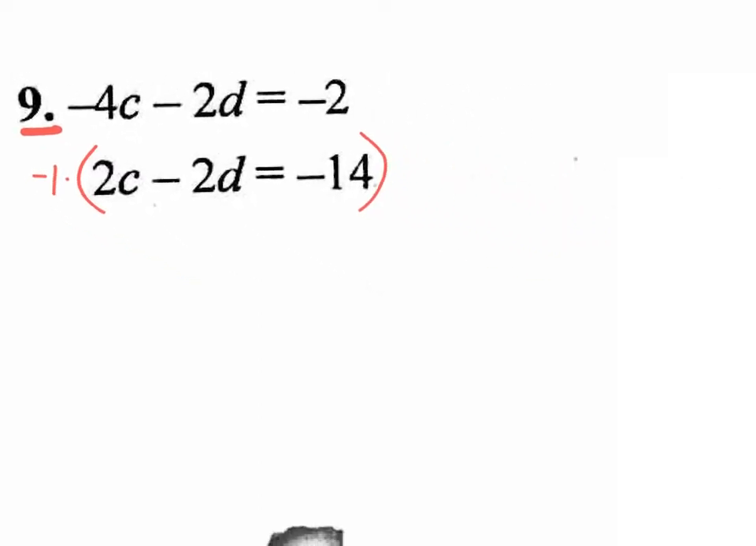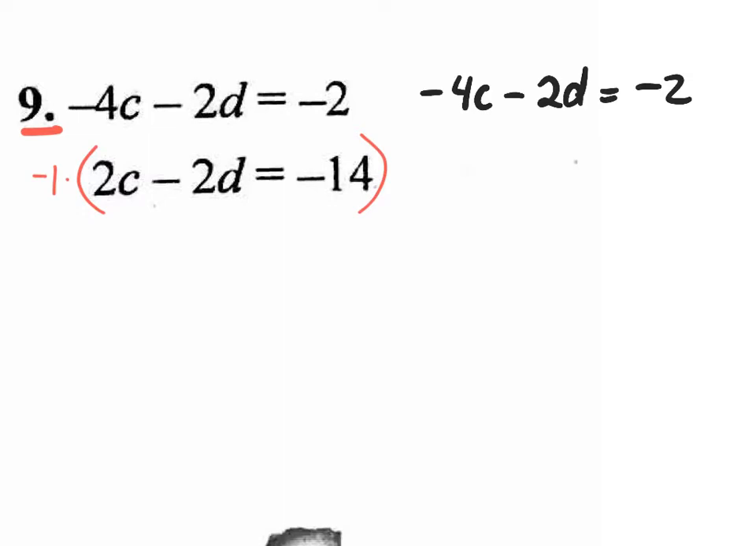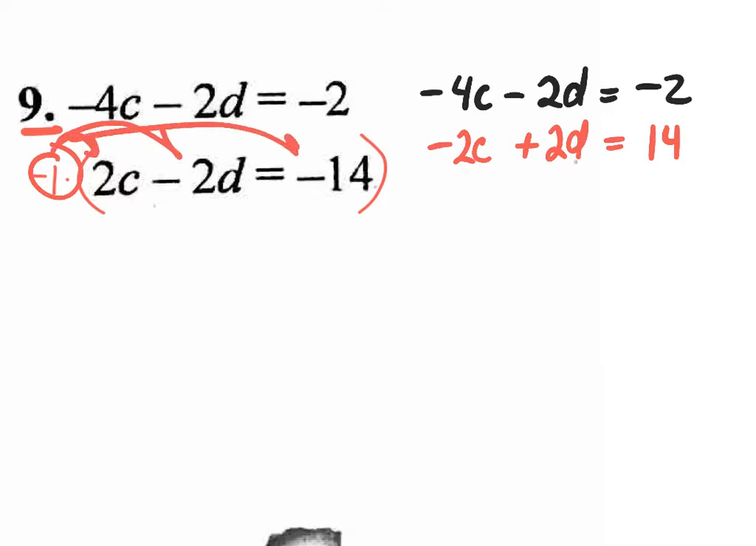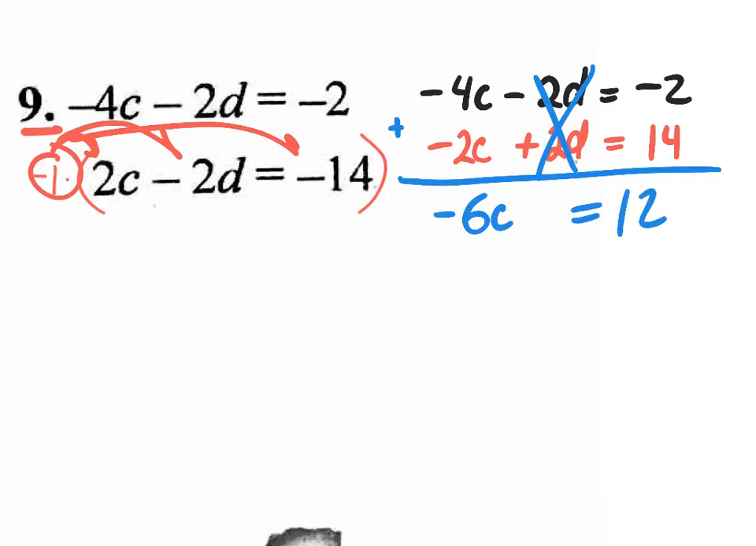Now, I need to rewrite the top equation, and then I'm going to change the bottom equation to a negative 2c, a positive 2d, and a positive 14. The negative 1, you distribute it to each and every term. Changes all the signs. Now it's ready to combine. What is negative 4c plus negative 2c? That's negative 6c. The negative 2d and the positive 2d eliminate. Equal sign comes down. Negative 2 plus 14 is 12. If I divide by negative 6 on both sides, I get the answer c equals negative 2.